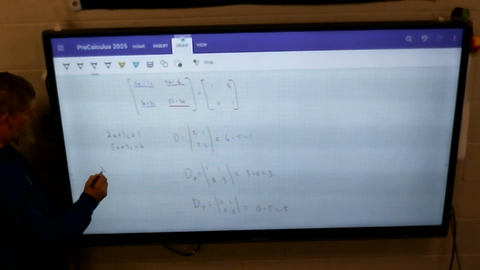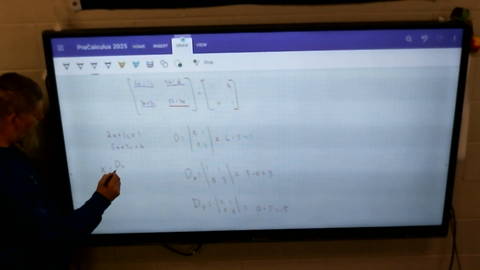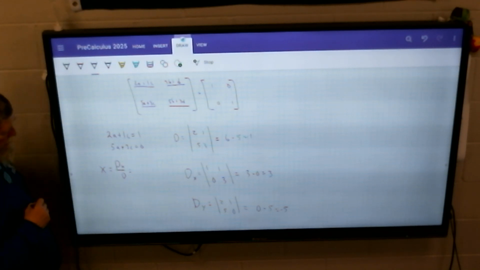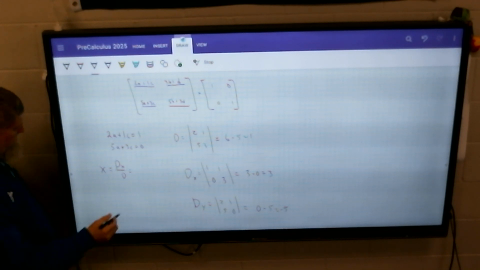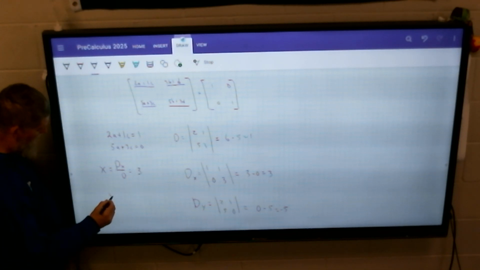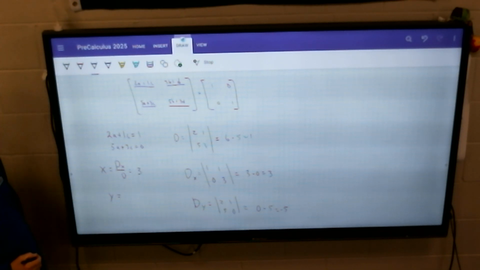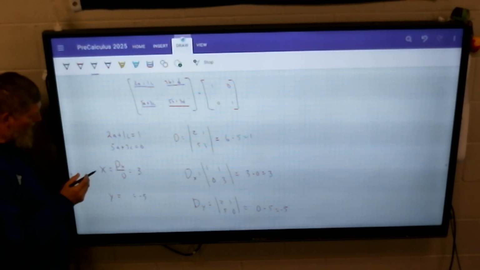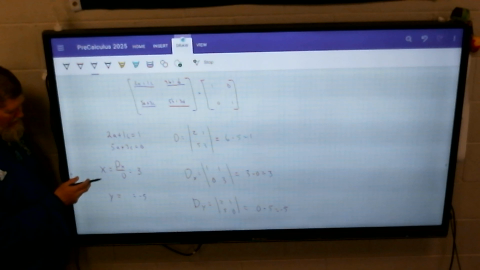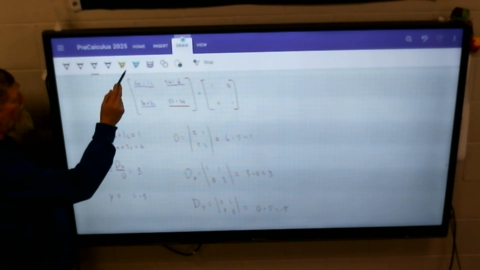So that means x is going to be D sub x over D, which is 3 over 1, which is 3. And y is going to be equal to negative 5. Now, I actually used x and y, and I shouldn't have done that, because there's no x and y in this problem. What letters are they actually?